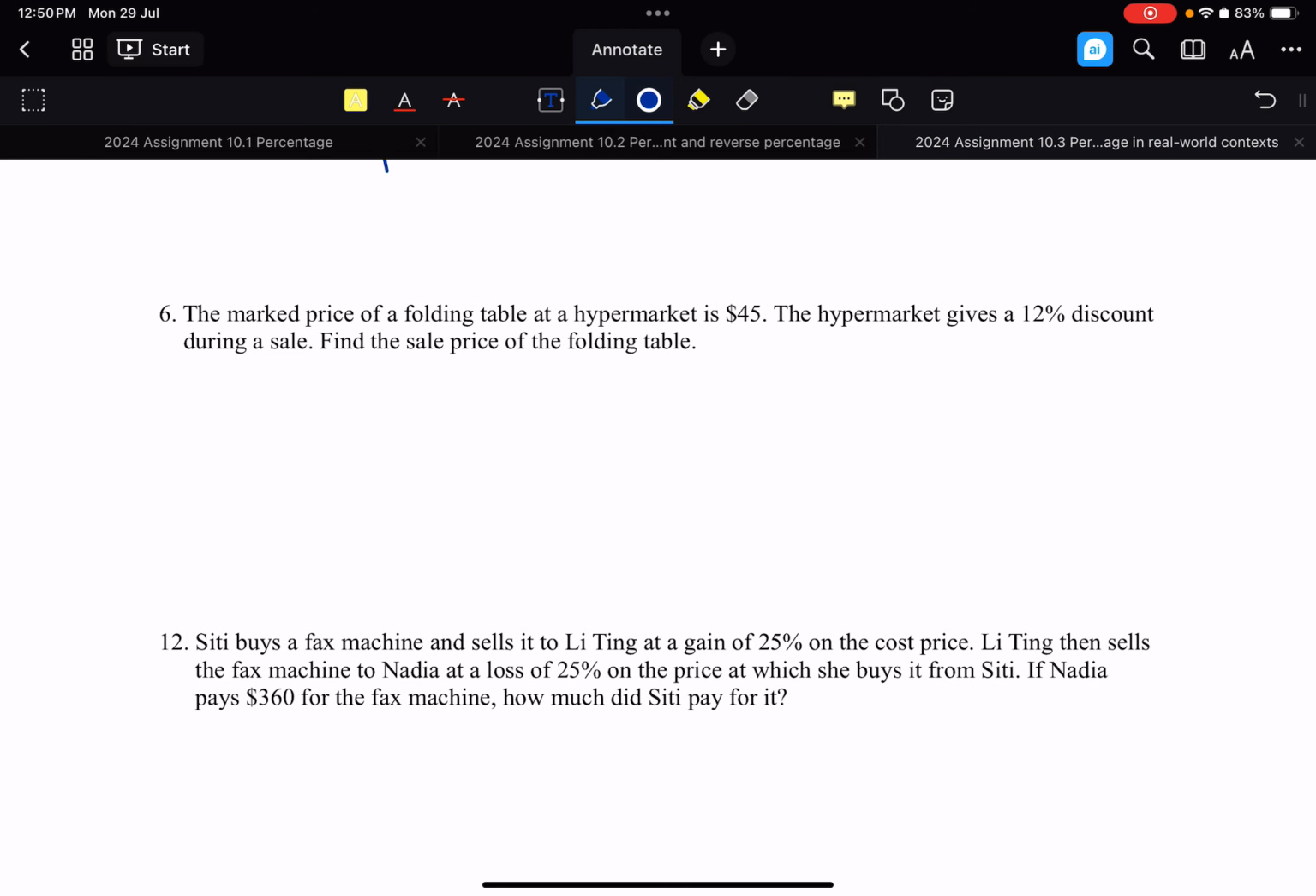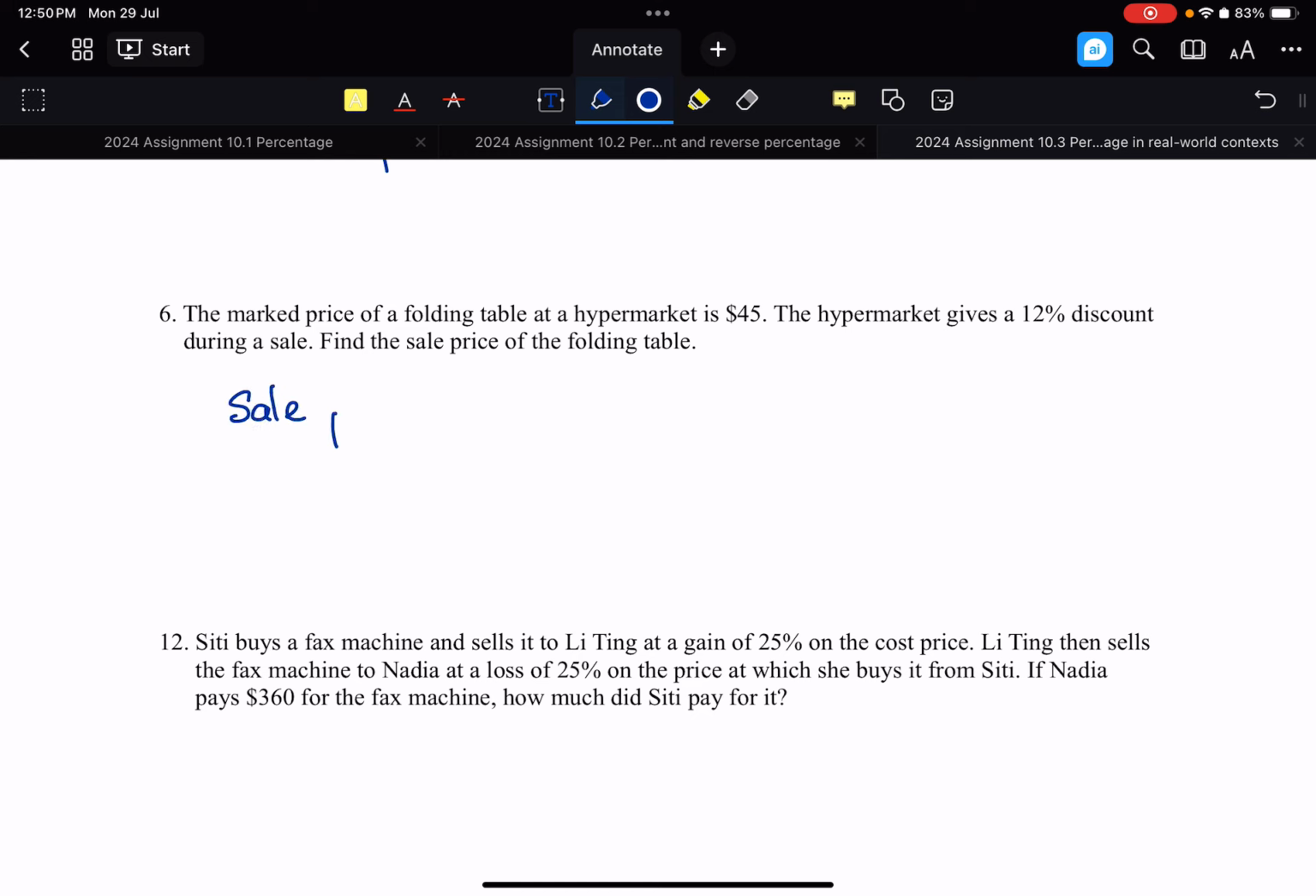The marked price of a folding table at a hypermarket is $45. So that's the amount that was on the label when you're selling it. And the hypermarket gives a 12% discount during the sales. Find the sales price of the folding table. So what's the sales price? The actual price that's being sold, right? So original is 45. After 12% discount, it becomes something else. So how much is the something else? Well, it's going to be 88%. Why 88? Because 100 minus 12 equals 88, right?